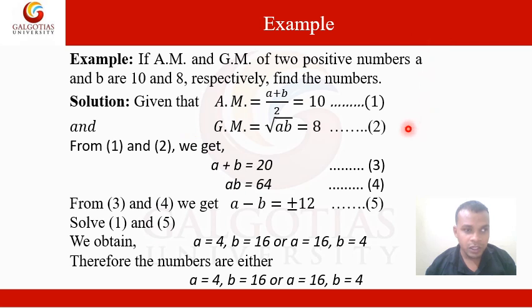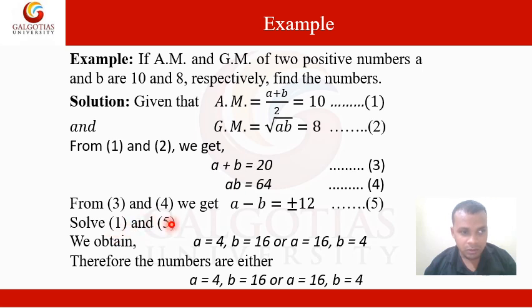From equation 1 and equation 2, can I get the value? I can take the square of equation number 2. So ab will be equal to 64, which I am writing as equation number 4. And taking the 2 to the other side, I get a plus b equal to 20. So a plus b is equal to 20 and ab is equal to 64. From equation 3 and equation number 4, I can get the value of a minus b, which will be equal to plus or minus 12 by using simple algebra.